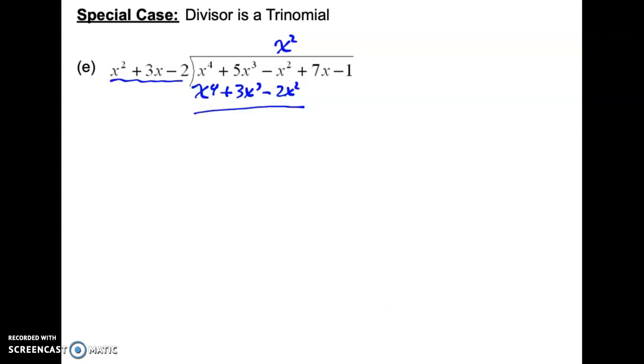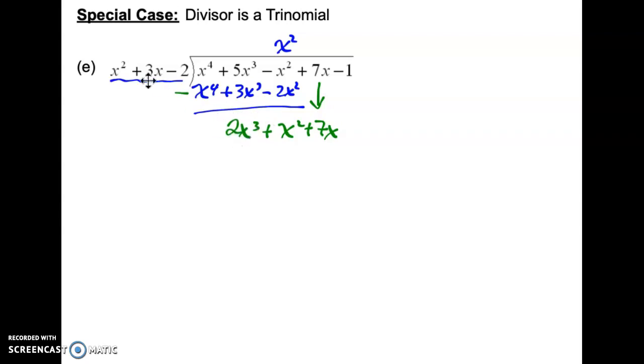Okay, and then just like before, you will subtract. So subtracting all these terms, we end up with 2x cubed plus x squared, and then you bring down the next term. Because we're dealing with a trinomial, you do need to make sure that you have three terms down here, but that's really the only difference. Because when it was binomial, you only needed two terms. And then we begin the process all over again.